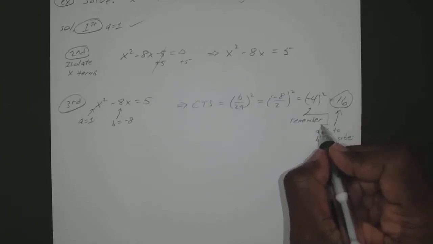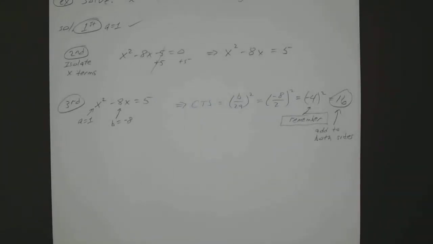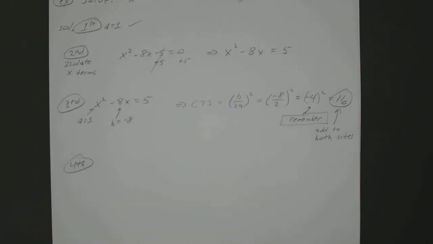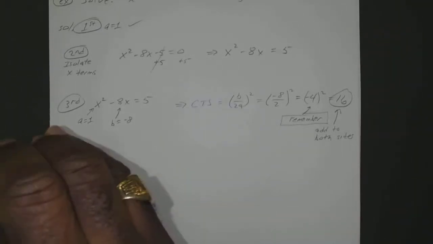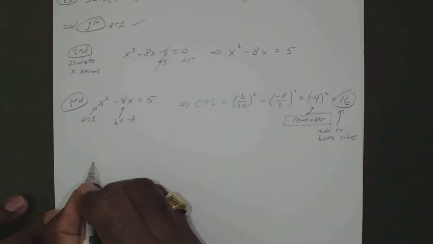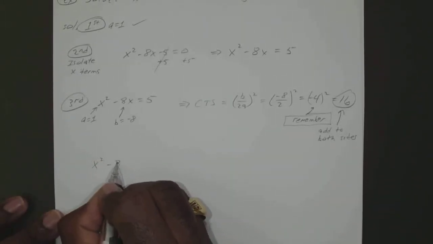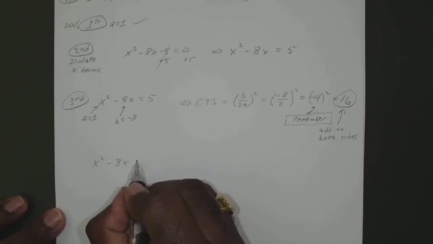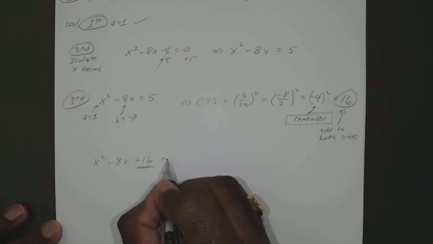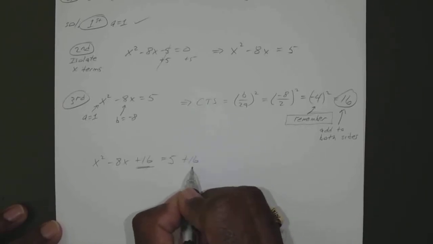I'll kind of separate that a little bit. Okay, so that's our... nope, that's not our fourth step, still our third step. Okay, so we have our x squared minus 8x plus 16, which you just added, equals 5 plus 16.